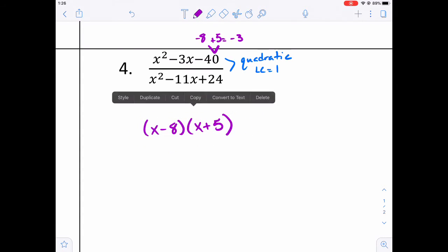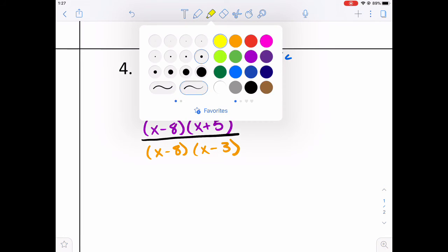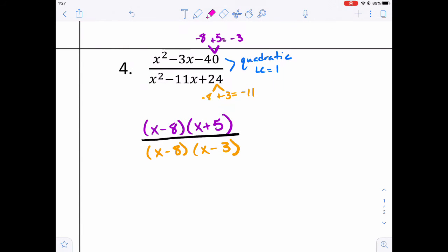Let's factor our denominator. Let's do that one in orange. So here we want factors of 24 that add up to negative 11. It's going to be negative 8 and negative 3. So our denominator looks like x minus 8, x minus 3. Now we can actually cancel.